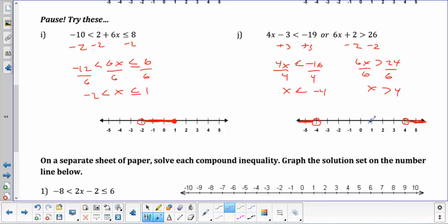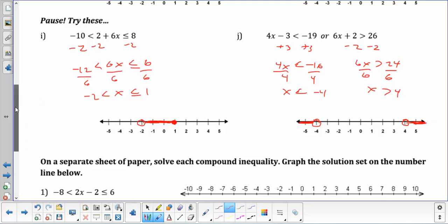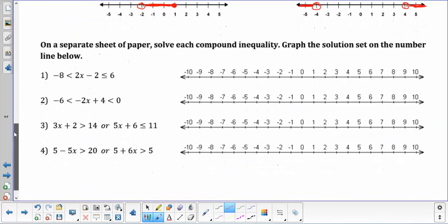And there we go. So, as always, if you missed anything, please rewind it back, play it back as many times as you need to. Otherwise, if you are still with me, try these 4 right here at the bottom, plot on a number line, and show your work on a separate sheet of paper.